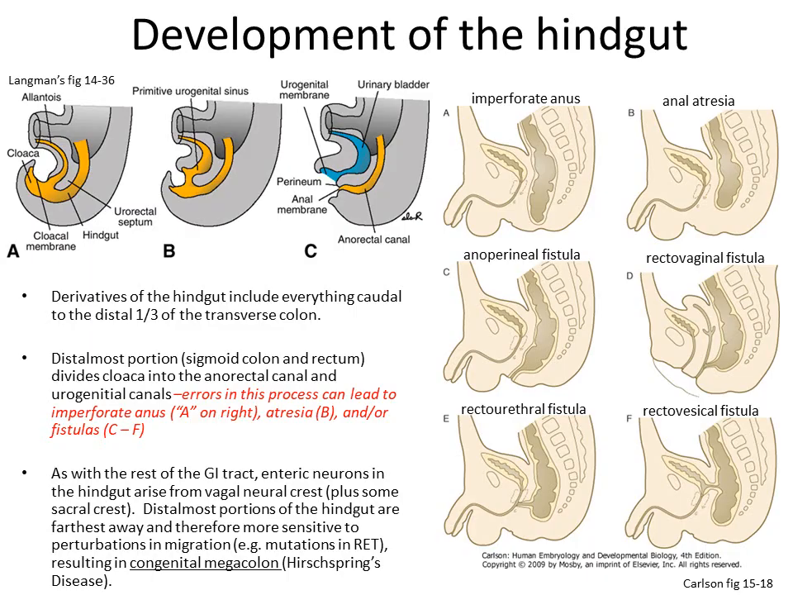sacral crest. The distalmost portion of the hindgut is further away and therefore more sensitive to the protrusion and migration.